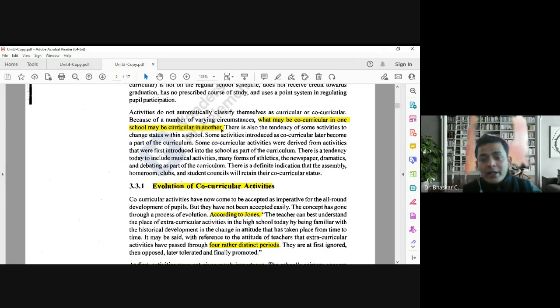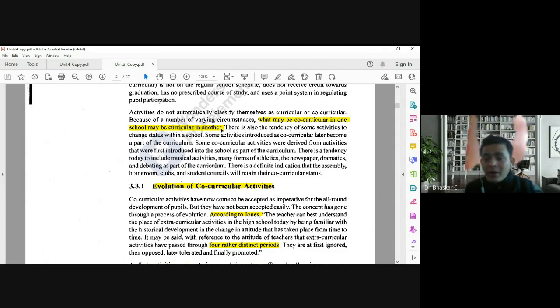Whereas in school A, where good facilities are there, they may plan maybe one or two science exhibitions in the whole session. But for school B, what will it be? It will be only theoretical. It will be only in the textbook. The teacher will just teach the learners what the meaning of science exhibition is, but they will not get first-hand experience of what actually it is. So that's why it has been mentioned here that what may be co-curricular in one school may be curricular in another one.